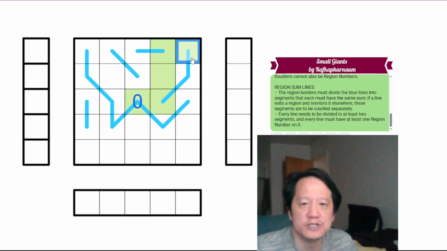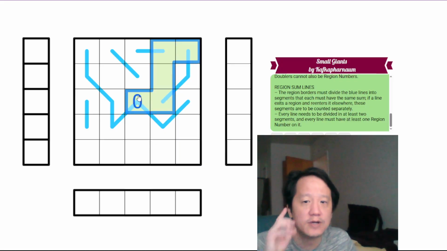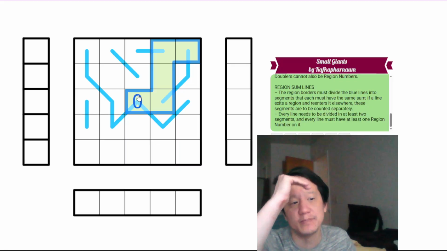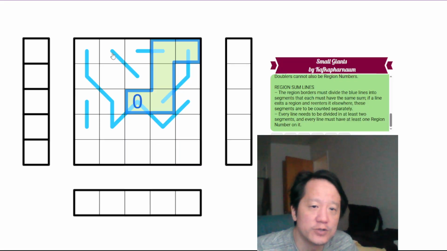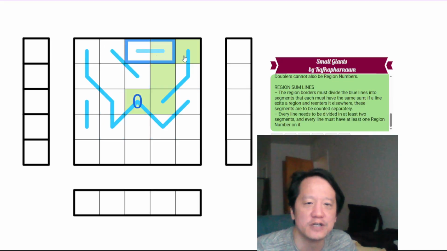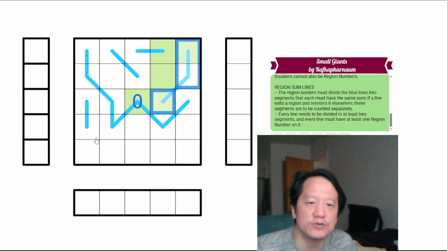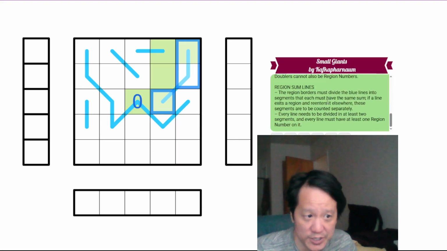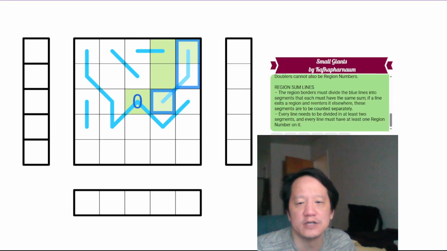Anyways, that's how region sum lines work. And remember, each line has to contain at least 1 region number, which is the leftmost cell of the topmost row of a region. So each of these lines must have a region number on it, which means all 5 region numbers are on these lines, interestingly enough. Okay, so those are all the rules. If you'd like to play along, there's going to be a link in the description. And now, I'm going to get started.